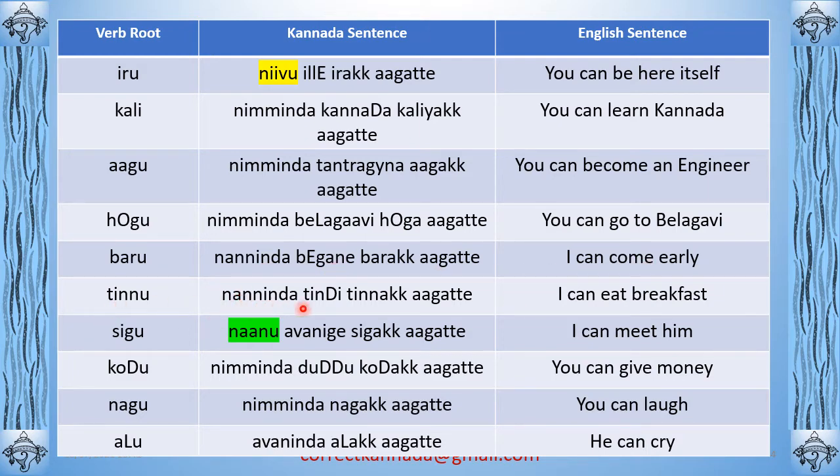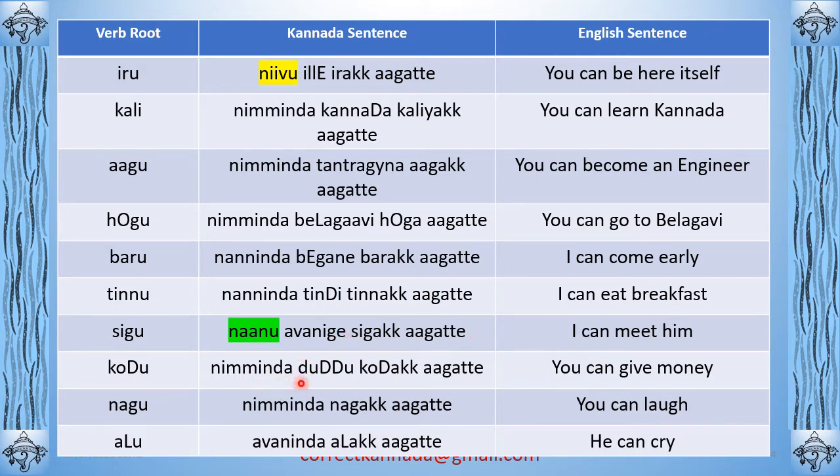ತಿನ್ನು. ನನ್ನಿಂದ ತಿಂಡಿ ತಿನ್ನಕ್ಕಾಗತ್ತೆ. ಐ ಕ್ಯಾನ್ ಈಟ್ ಬ್ರೇಕ್ಫಾಸ್ಟ್. ಸಿಗು. ನಾನು ಅವನಿಗೆ ಸಿಗಕ್ಕಾಗತ್ತೆ. ಐ ಕ್ಯಾನ್ ಮೀಟ್ ಹಿಮ್. So here again I have changed the highlight. You don't say ನನ್ನಿಂದ ಅವನಿಗೆ ಸಿಗಕ್ಕಾಗತ್ತೆ. ಸಿಗು and ಇರು are two verbs in which you don't use ನನ್ನಿಂದ ನಿನ್ನಿಂದ. Instead you just say ನಾನು. Subject will always be ನಾನು or ನೀವು. Okay. ನಾನು ಅವನಿಗೆ ಸಿಗಕ್ಕಾಗತ್ತೆ means I can meet him.